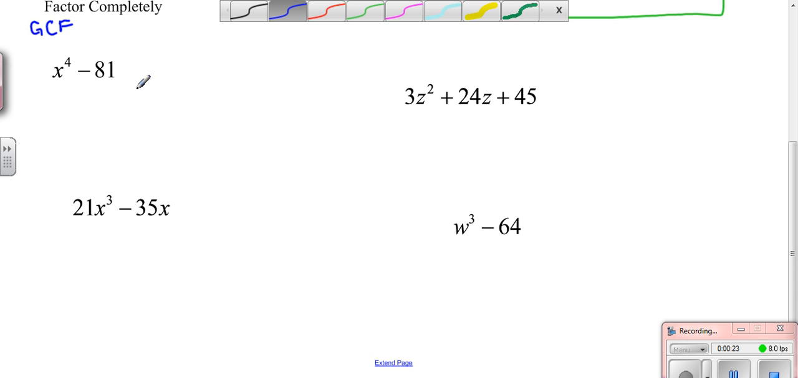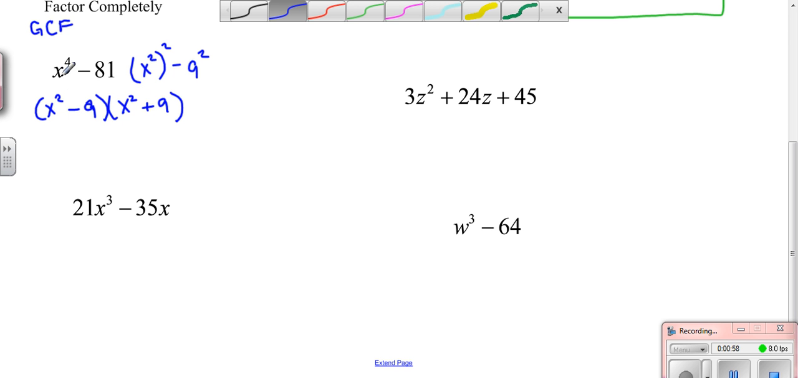In this first example here, x to the fourth minus 81, there are no greatest common factors. After greatest common factors, I look for one of my patterns, perfect cubes or perfect squares. And this problem is in fact a perfect square. If you think about it in this way, you can see we have the difference of perfect squares. Difference of perfect squares always factor into the square root of the first thing minus the square root of the second times the square root of the first thing plus the square root of the second.